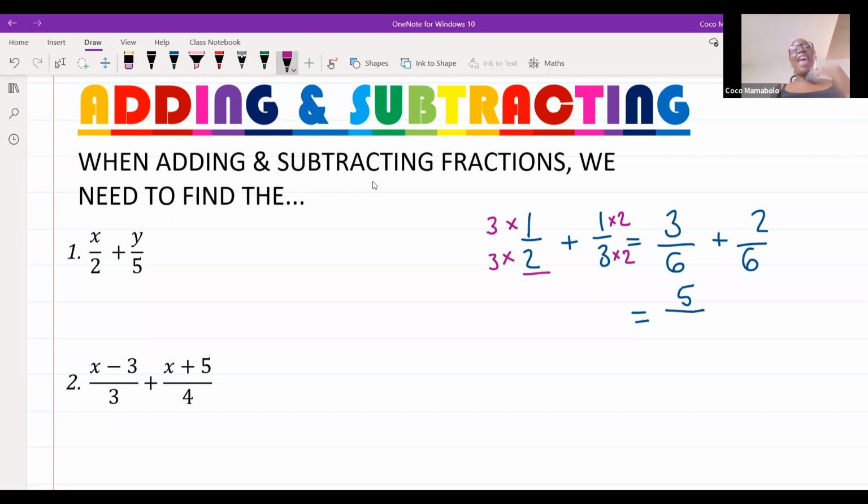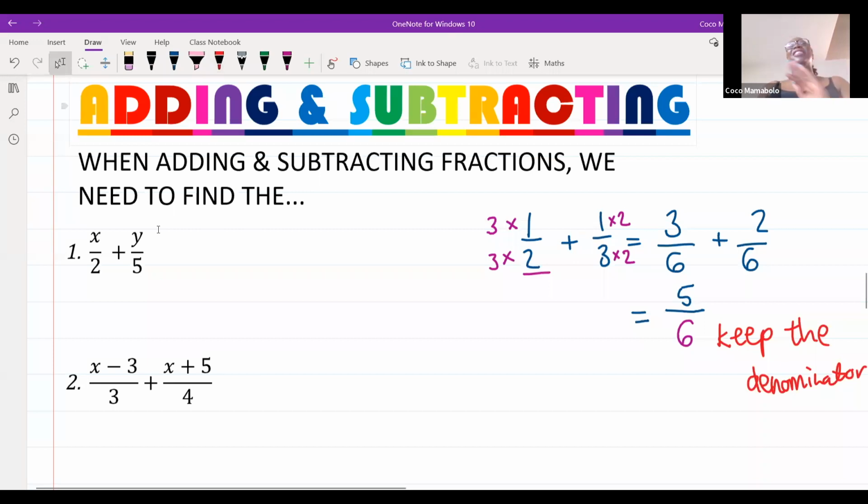We do not add the denominators. We keep the denominator. I'm testing you guys. Bradley, you passed. Well done. Keep the denominator, guys. Do not change the denominator. Keep it exactly the same. I'm telling the truth this time, I promise. All right. Keep the denominator, guys. I am testing you. We're always going to keep the denominator.